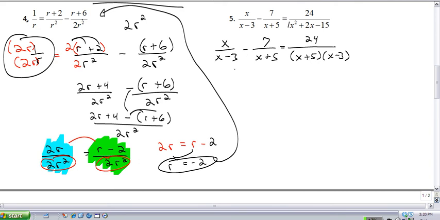So if you compare all the denominators, the common one is going to be x plus 5, x minus 3. We're looking for x plus 5, x minus 3. So this guy's missing an x plus 5 over x plus 5, and then this guy's missing an x minus 3, and on the bottom also an x minus 3.